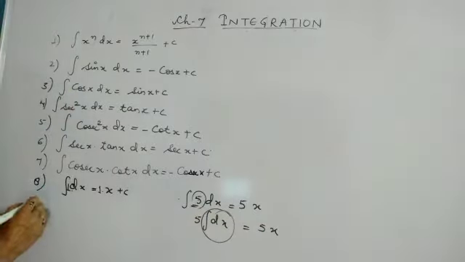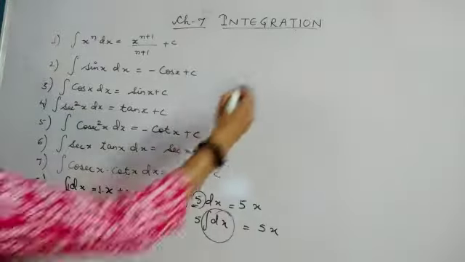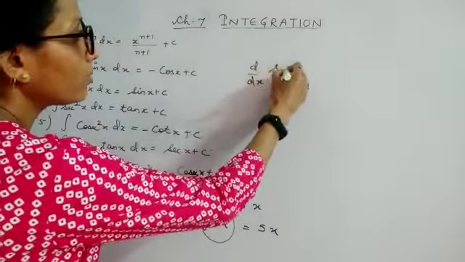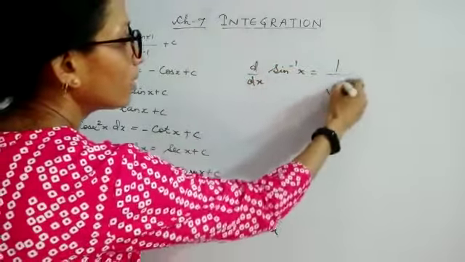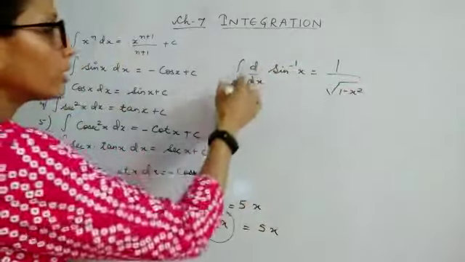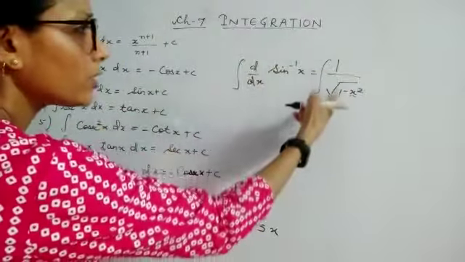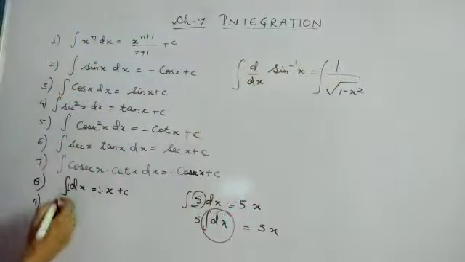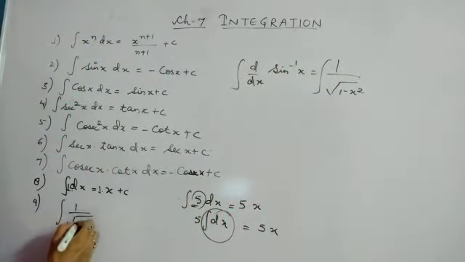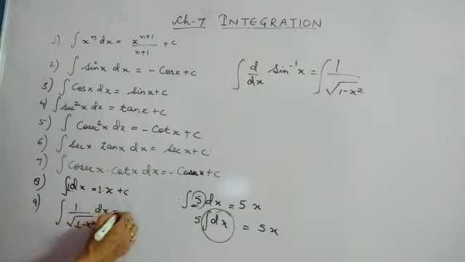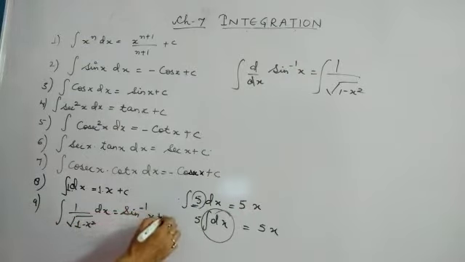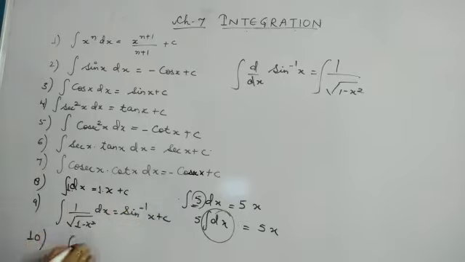Then we have the formulae for inverse trigonometric functions. Here, you know that differentiation of sine inverse x is 1 upon under root 1 minus x square. So simply, as I told you, take the integration on both sides. That means integration of this will give you sine inverse x. So I will write it as integration of 1 upon under root 1 minus x square dx gives sine inverse x plus c. Then next, if it is minus 1 upon under root 1 minus x square, then it will give you the formula of cos inverse x plus c.